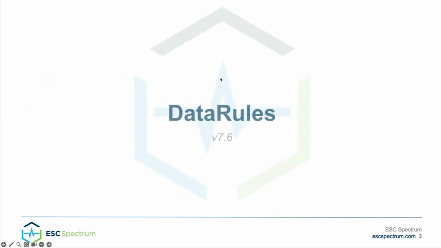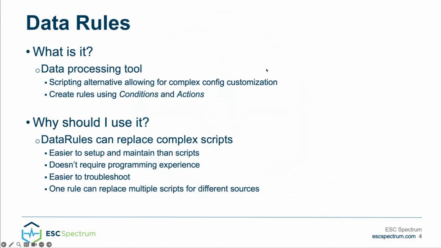Taking a look at data rules first, this was introduced in the latest version, 7.6. Let's first go over what it is. Data rules is a new feature that was added. It's specifically for data processing. It is something that can go alongside scripting as an alternative that also allows for more complex config customization. With this, you create rules using conditions and actions. If you're familiar with programming, it's similar to if and then.